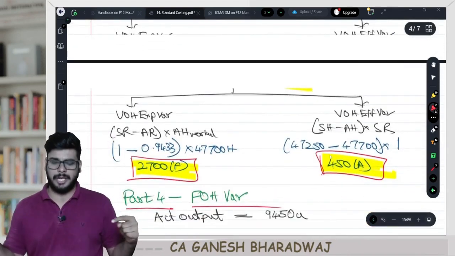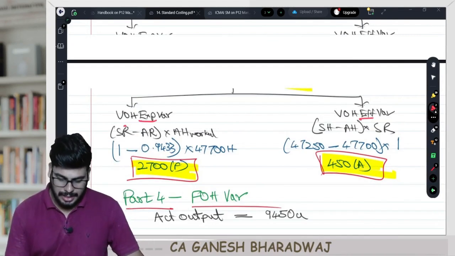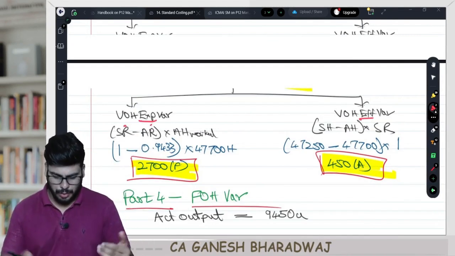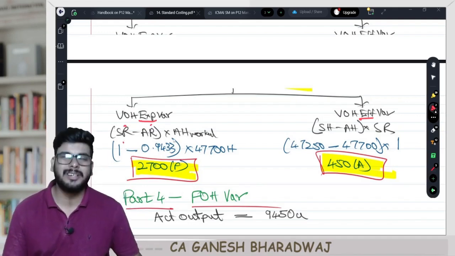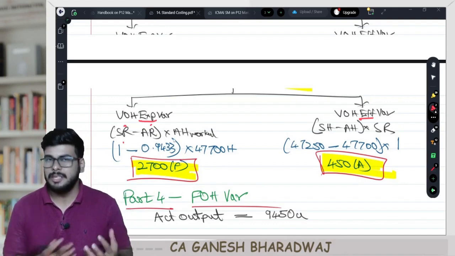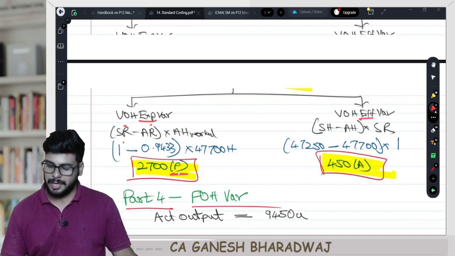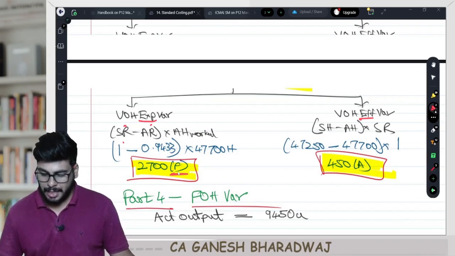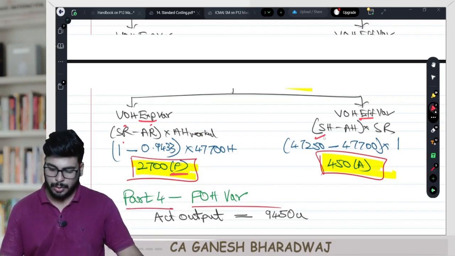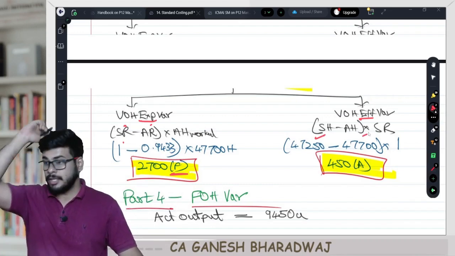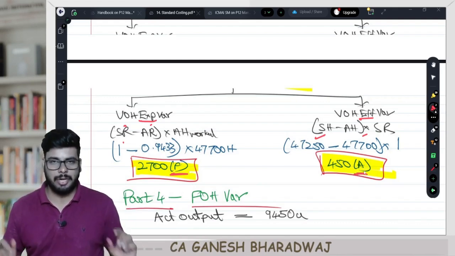Now this gets bifurcated into two: expenditure and efficiency variance. Expenditure variance, standard rate minus actual rate into actual hours worked. So you should have incurred 1 rupee for every hour. You've incurred only 0.94 something. So basically it's a favorable variance. You can do the calculation, you'll get the favorable variance. Similarly, on the efficiency part, standard hours, you were allowed to take 47,250 hours, but you've taken 47,700 hours. You've taken more hours. Clearly it's an adverse variance. The calculation is as follows.